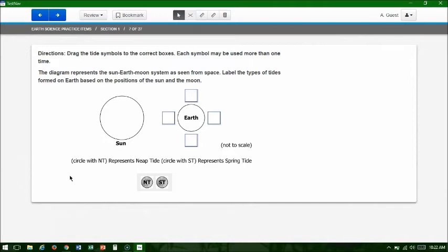Number seven, drag the tide symbols to the correct boxes. So NT represents neap tide and ST represents spring tide. The spring tide occurs, the higher tides occur, when the sun and the moon are on the same side, like here, and also when the sun and the moon are on opposite sides, so over here. Neap tides, the ones that are not as high, occur when the sun and the moon are at 90 degree angles. Okay, that diagram is now correct.